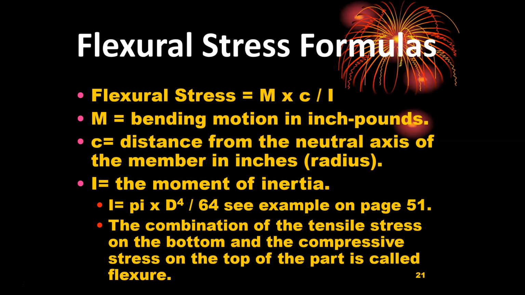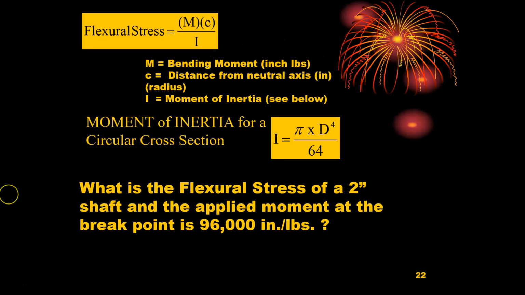You can look at the example on page 51. Okay, right in the middle of the page on the right side. So the combination of the tensile stress on the bottom and the compressive stress on the top of the part is called flexure. Flexural stress, M times C divided by I. Here's the formula again. Find I first, the moment of inertia for a circular cross section.